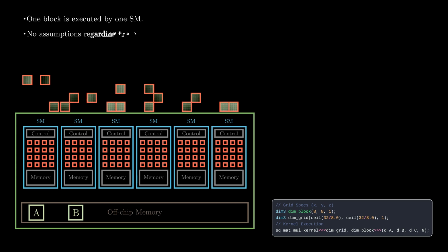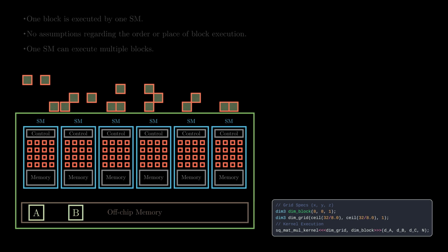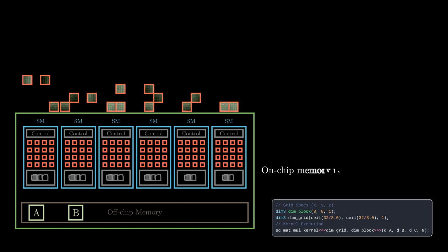Any block can go anywhere and execute in any order, so our code should not assume anything regarding the order of execution of the blocks. One SM can also be assigned to multiple blocks. When the blocks are assigned to SM, the on-chip memory is divided so that one block may only access its share of the on-chip memory.